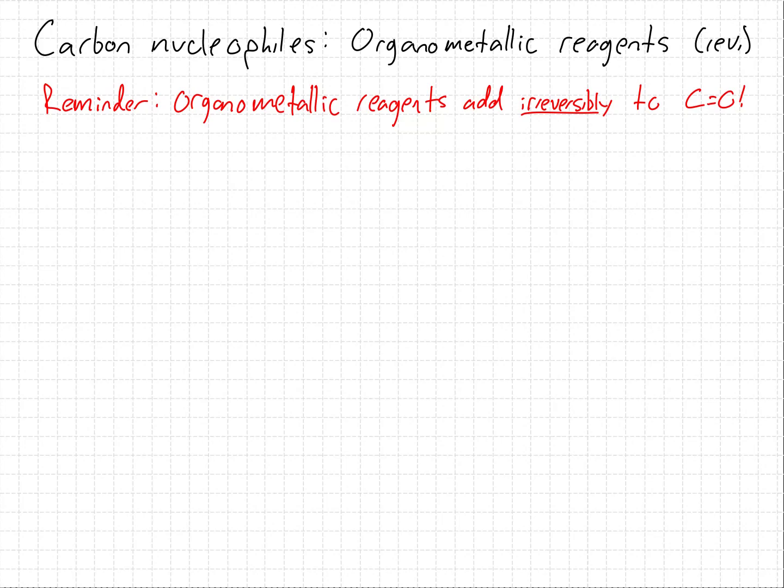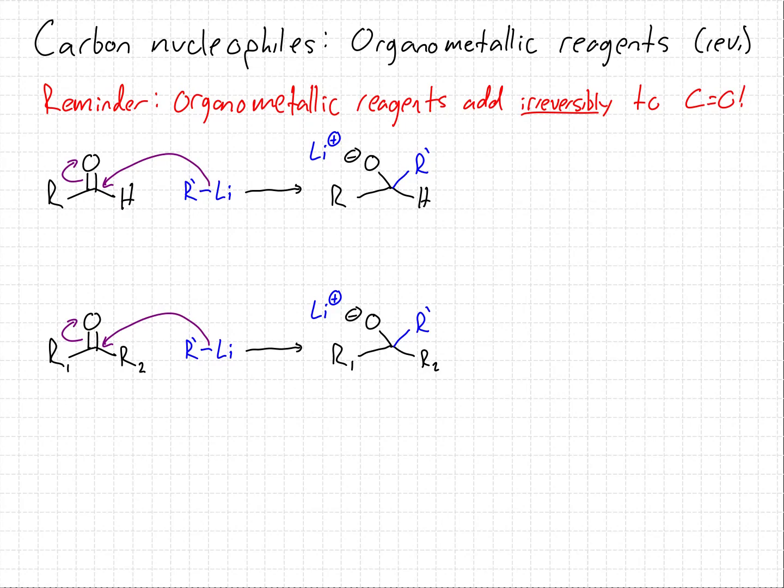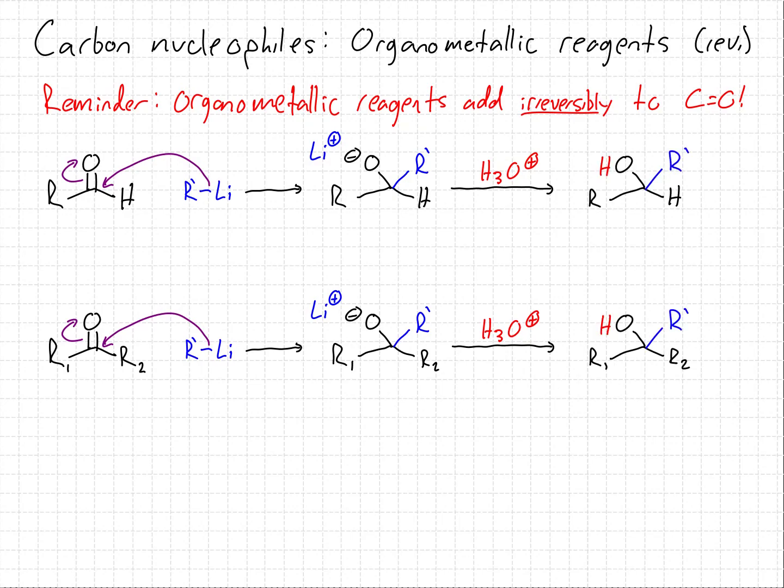So for example, if we have a ketone or an aldehyde and we treat them with an organolithium reagent, the organolithium reagent will add to the carbonyl carbon, producing a lithium alkoxide as an intermediate. This alkoxide can easily be protonated by water or a weak dilute acid to give either a secondary alcohol from an aldehyde or, from a ketone, a tertiary alcohol.